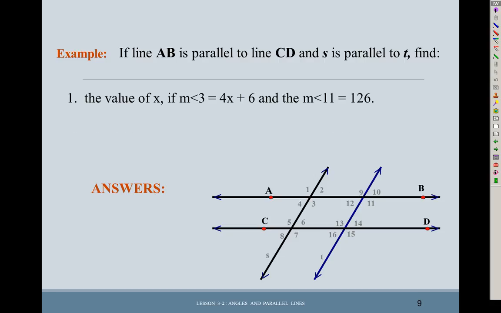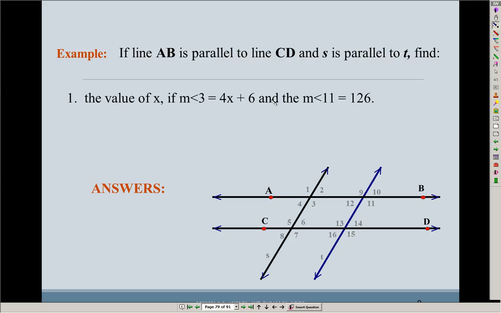Got ahead of myself there. Okay, if line AB is parallel to line CD and S is parallel to T, let's find x if the measure of angle 3 is 4x plus 6 and the measure of angle 11 is 126. Well, I can see in the picture here that angle 3 is in the bottom right and angle 11 is in the bottom right. They're corresponding angles and they're congruent. I could also say they're both obtuse, so they're congruent.